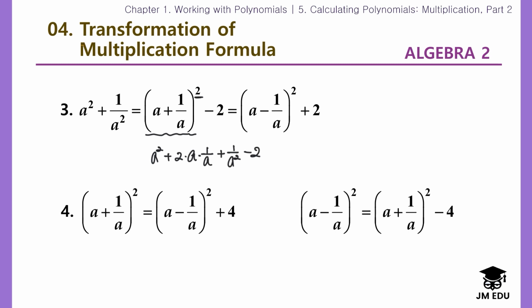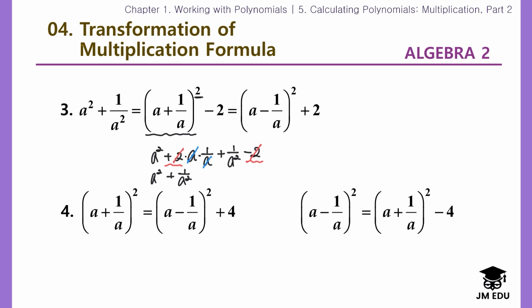Here we have a divided by a. This one cancels out, right? So that's actually what? a² + 2 - 2. That cancels out, right? That goes away. So we have a² + 1/a², which is equal to this expression right here. So if we simplify this, that is equal to this, right?